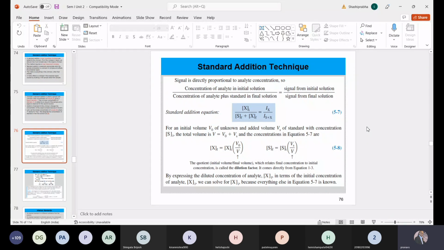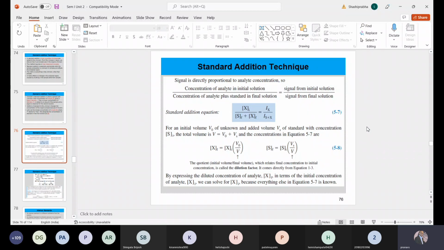And therefore, concentration of analyte in initial solution is equal to signal from initial solution, and at the same time concentration of analyte plus standard in final solution is equal to signal from final solution. हमारे पास सिग्नल तो इनिशियल के आएंगे और फाइनल के आएंगे, ठीक है, लेकिन हमने उसमें क्योंकि स्टैंडर्ड डाल दिया है इसलिए सोल्यूशन का वॉल्यूम चेंज हो गया, इसलिए कॉन्सेंट्रेशन भी चेंज हो गया. तो बेसिकली हमारे पास दो चीजें हैं.